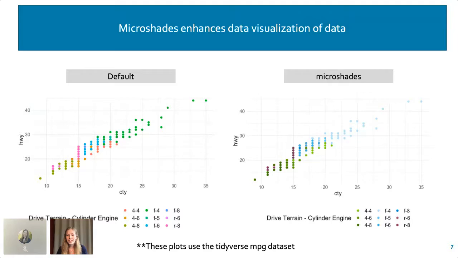Each drivetrain is a different color, and the number of cylinder engines is represented by a shade of the drivetrain color. With this color organization, we are able to visualize that front-wheel drive cars tend to have the highest city and highway miles per gallon. Additionally, cars with fewer cylinders tend to be the most fuel efficient. This color organization is not only accessible to all, but is additionally helpful in noticing trends.